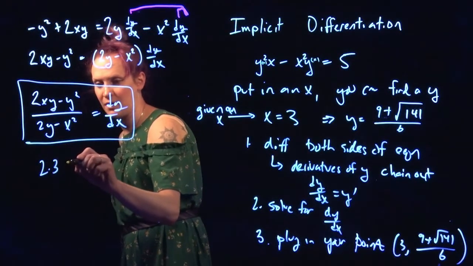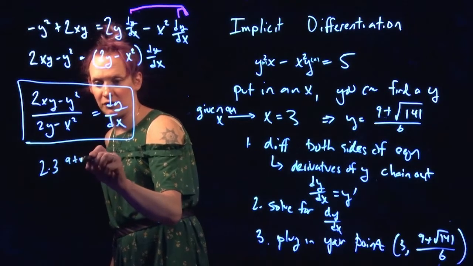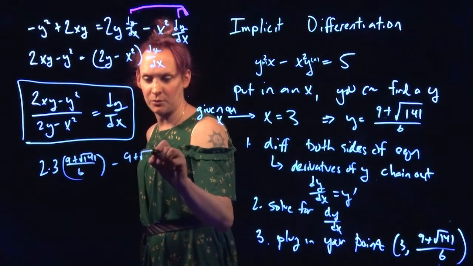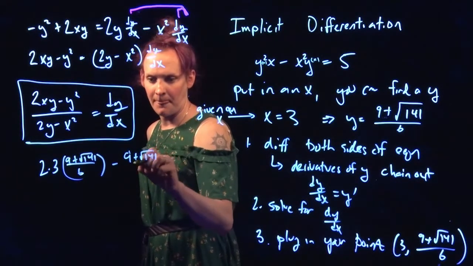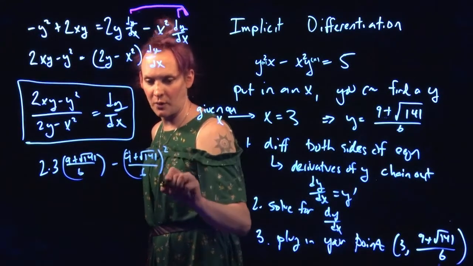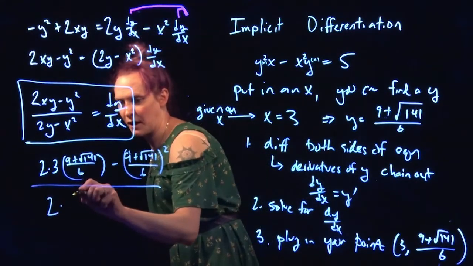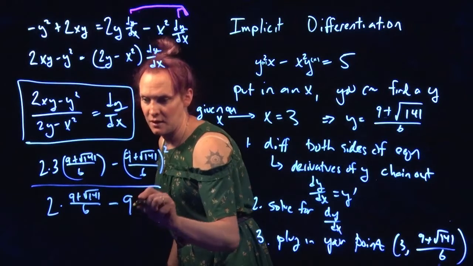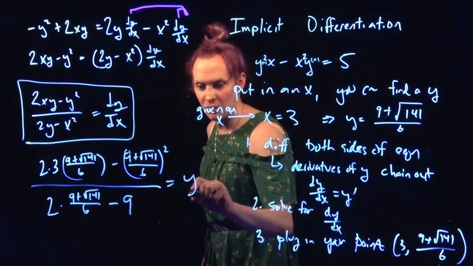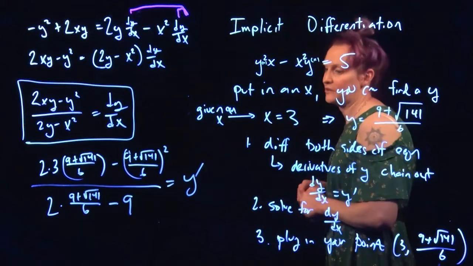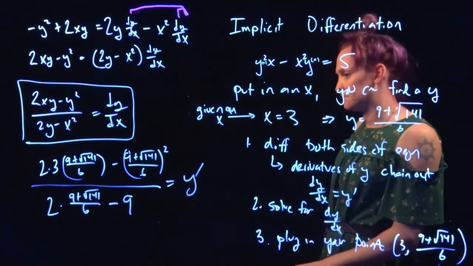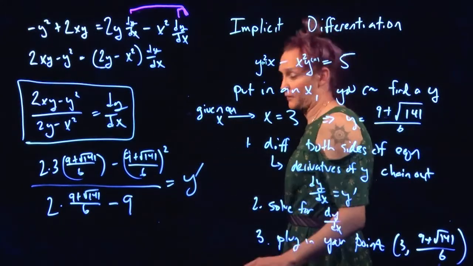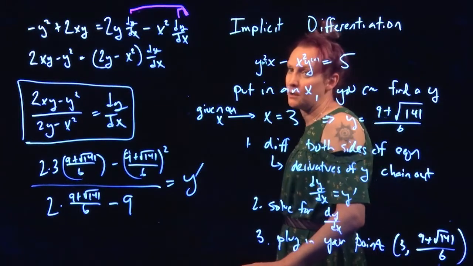2 times 3 times (9 plus the square root of 141) over 6 minus ((9 plus the square root of 141) over 6) squared, all over 2 times (9 plus the square root of 141) over 6 minus 9. And that's equal to my y prime value, the slope of the tangent line at that particular point. I'm not particularly interested in continuing on with my quest to simplify this expression. I'm going to call it good there.